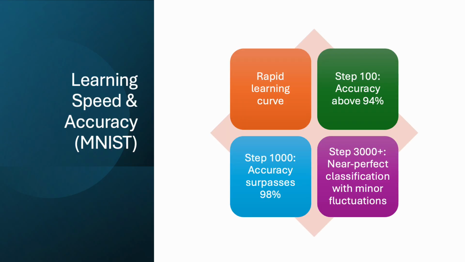Learning speed and accuracy for MNIST. MNIST had a rapid learning curve. At step 100, accuracy was above 94%. For step 1000, accuracy surpasses 98%. And by step 3000 and onward, there was a near perfect classification with minor fluctuations. This showed that the CNN model was quickly learning and nearing a perfect classification just after 3000 steps. And there were only a few minor fluctuations in the later steps.